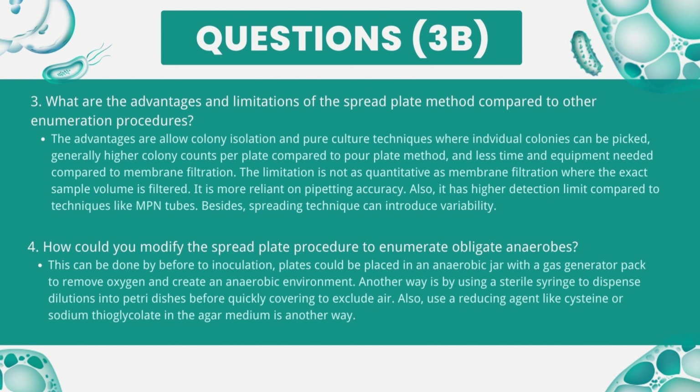The last question is, how could you modify the spread plate procedure to enumerate obligate anaerobes? This can be done before inoculation. Plates could be placed in an anaerobic jar with a gas generator pack to remove oxygen and create an anaerobic environment. Another way is by using a sterile syringe to dispense dilutions into petri dishes before quickly covering to exclude air. Also, using a reducing agent like cysteine or sodium thioglycolate in the agar medium is another way.